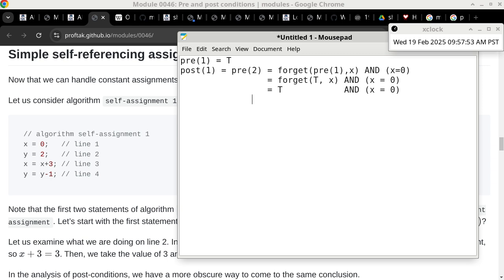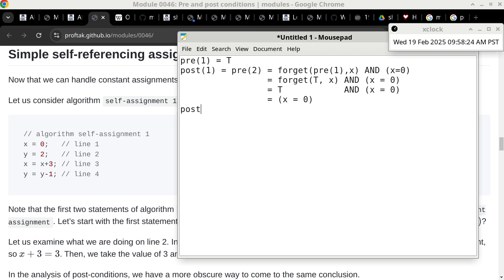Based on what we discussed a little earlier on the whiteboard, we just end up with x equal to 0. In other words, this is a fancy way to say that after line 1 executes, we know for sure that x equals 0. This is a very mechanical way to derive it. We want things to be as mechanical as possible because anything that is really mechanical can be programmed.